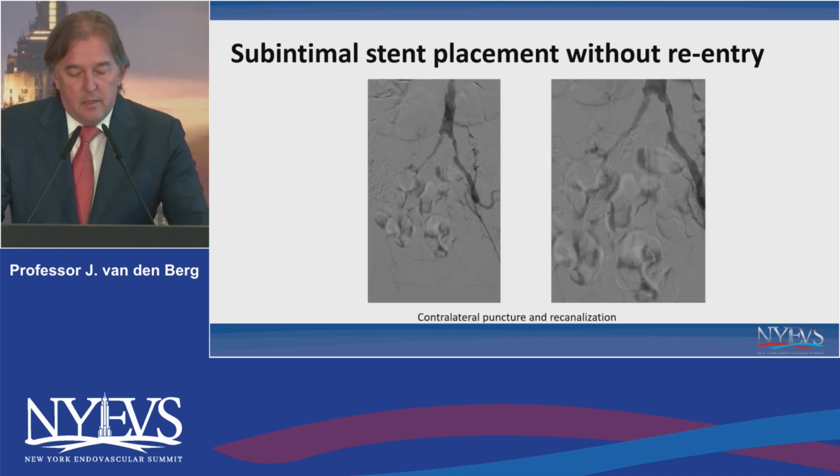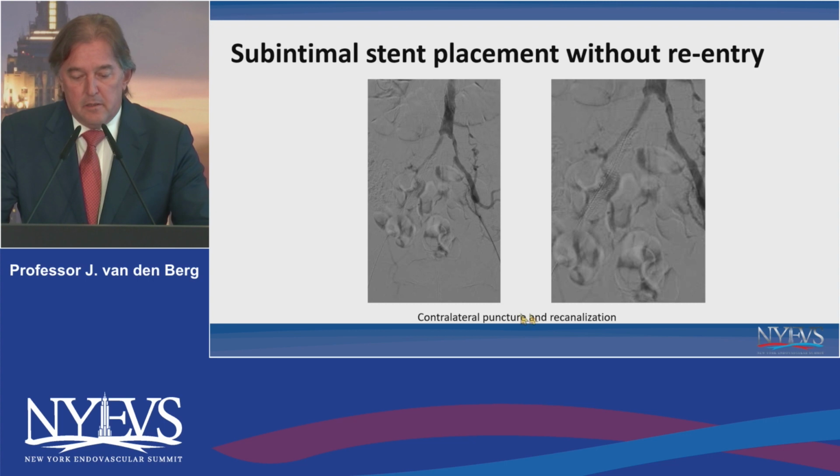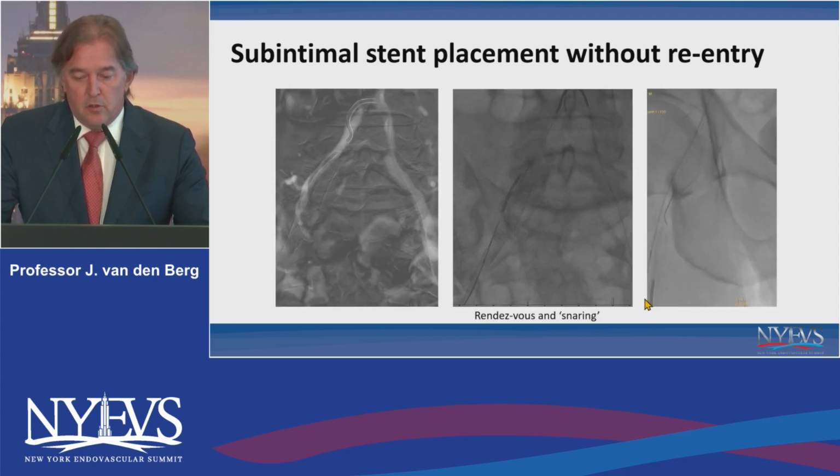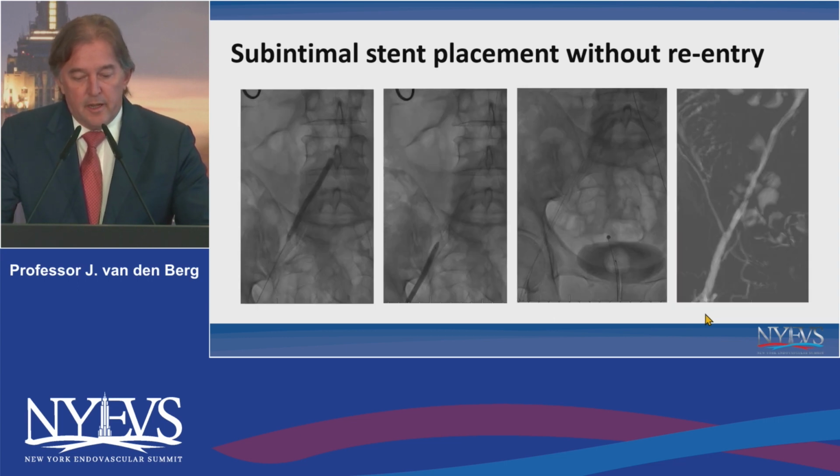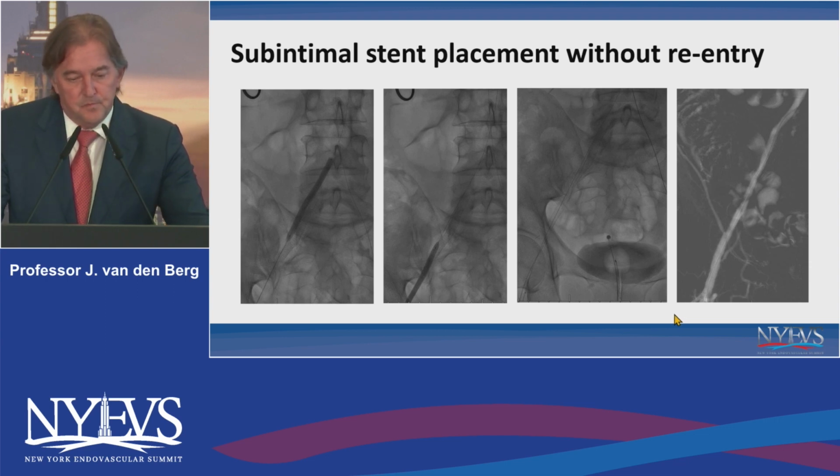So in that case, I punctured also contralaterally, was lucky enough to get into the lumen in the external iliac artery, and then also was able to perform a crossover. And in this case, a rendezvous with snaring was performed in crossover, and then relatively easy it was to pre-dilate the right-hand side, and then with some additional self-expandable stents, I was able to restore flow, and at least the acute limb ischemia was resolved at that point.